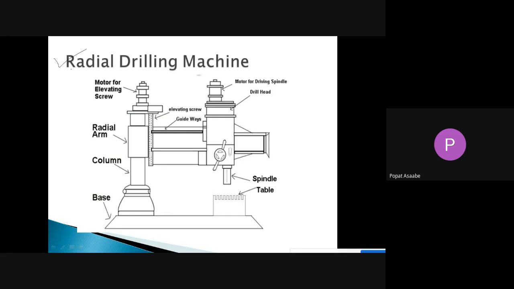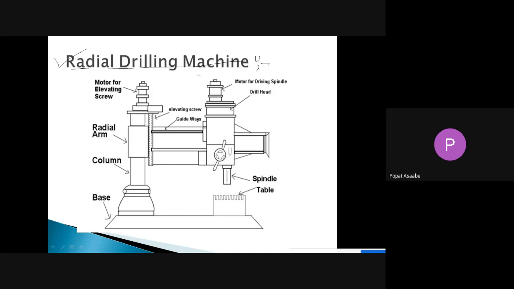Here we can use the radial drilling machine. You have to remember, we can use the radial drilling machine to produce holes on heavy duty workpieces, or we can use the radial drilling machine to produce holes on large workpieces.